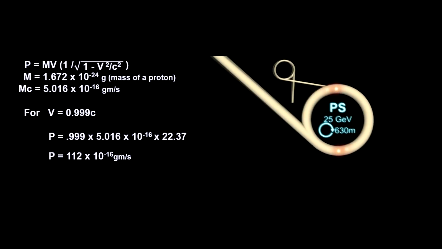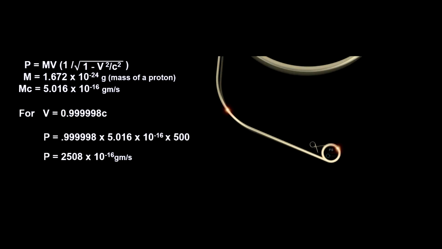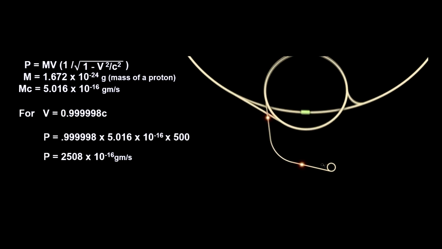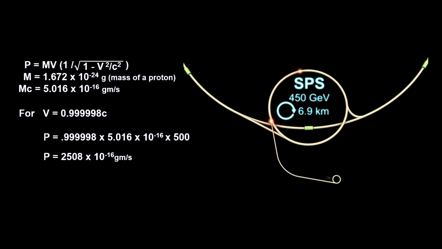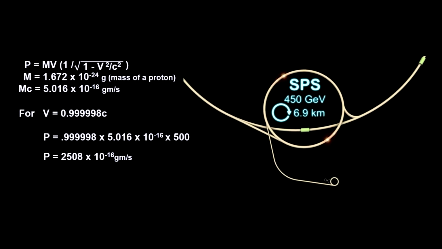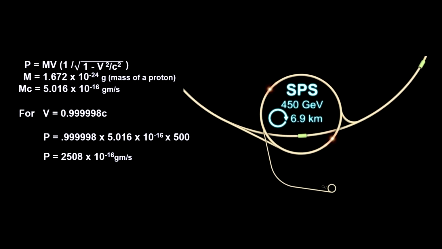The protons are then channeled into the superproton synchrotron. This is a huge ring, almost 7 kilometers in circumference. The best that it can do is to increase the velocity of the protons by around 8%, to 99.9998% of the speed of light. The proton's momentum has now jumped by over 1,400 times its momentum at the end of the first acceleration.